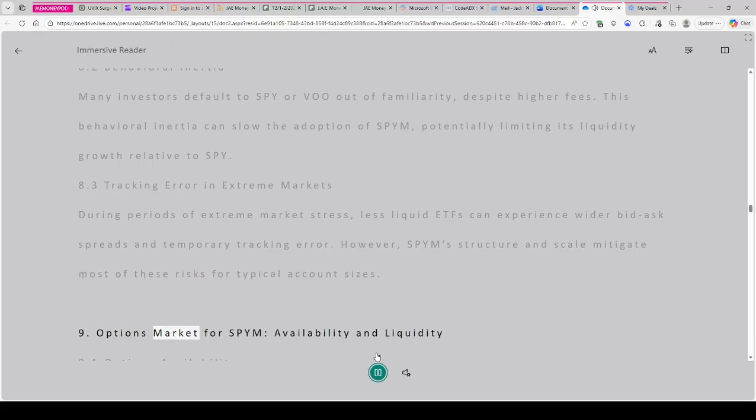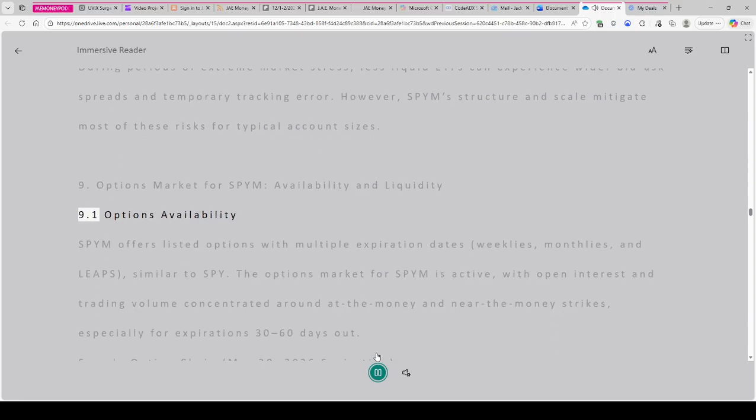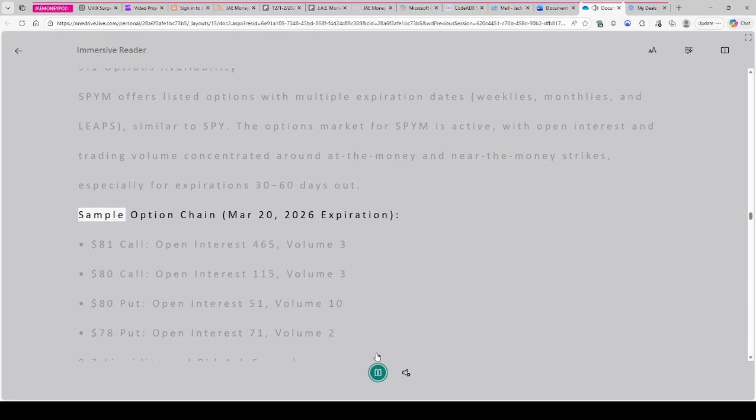9. Options market for SPYM, availability and liquidity. 9.1 Options availability. SPYM offers listed options with multiple expiration dates, weeklies, monthlies, and LEAPS, similar to SPY. The options market for SPYM is active, with open interest and trading volume concentrated around at-the-money and near-the-money strikes, especially for expirations 30 to 60 days out. Sample option chain, March 20, 2026 expiration.